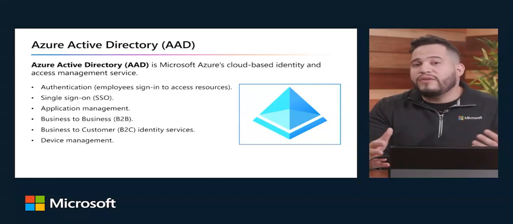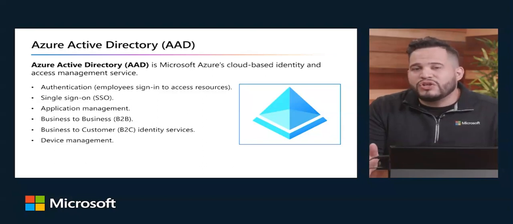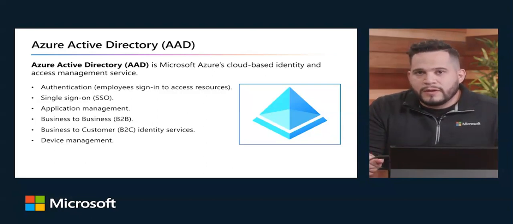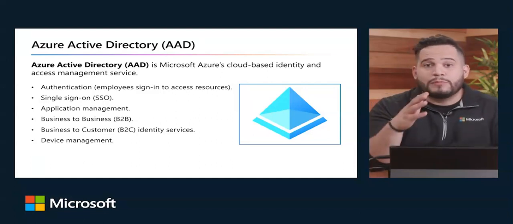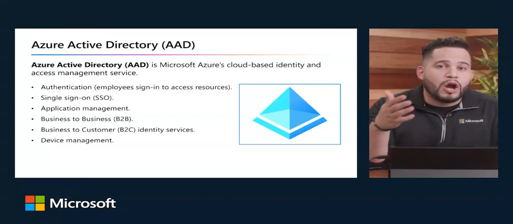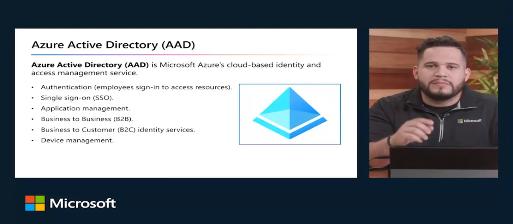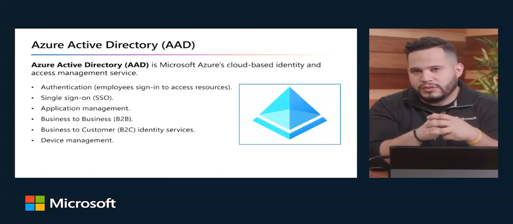Now, some of the other areas where Azure Active Directory comes into play is when you use application management services. You can use application management services like the My Apps portal, which you can use both for your cloud applications as well as your on-premises applications. And it gives you one place to manage all of your applications.